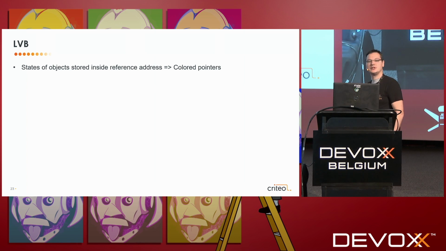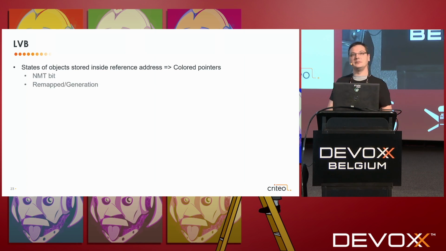The state of the objects is stored in the reference addresses. We call it a colored pointer for the GC. We store it in the reference addresses because it's only for 64 bits, and the addresses used are mostly 42, 44, 45 bits only for addressing the heap. So we have plenty of bits left unused, and we can store some information into those reference addresses. So the LVB stores the states into this.